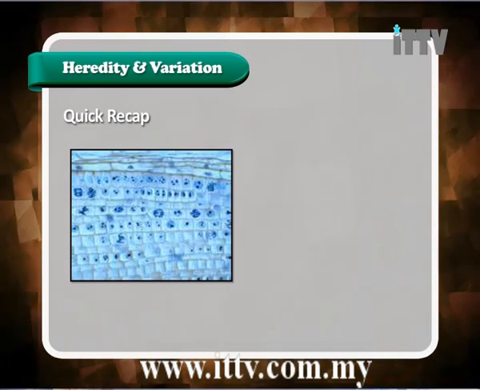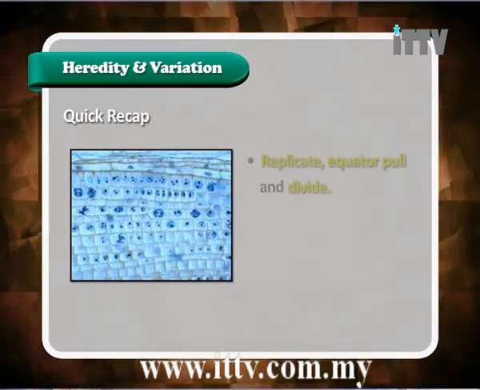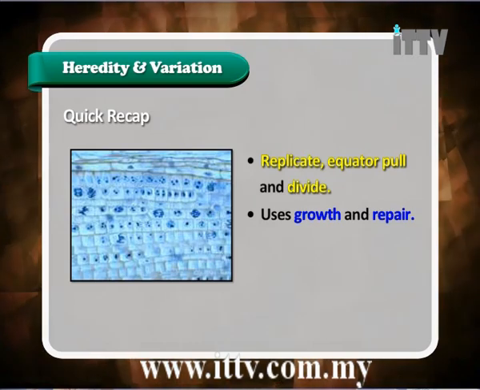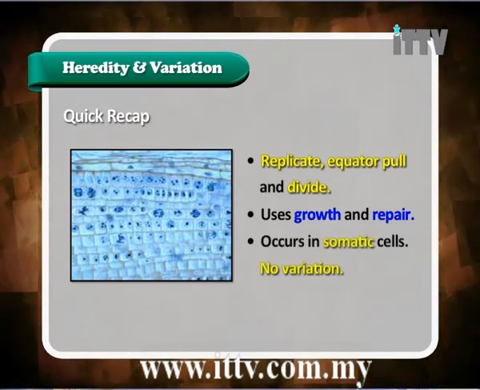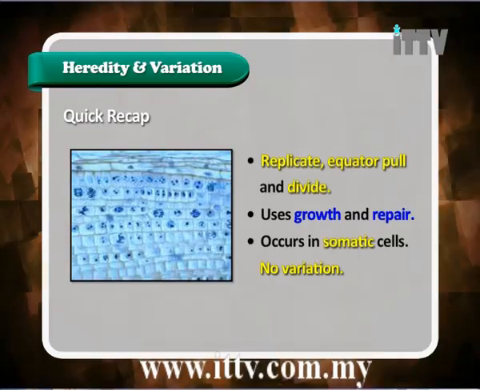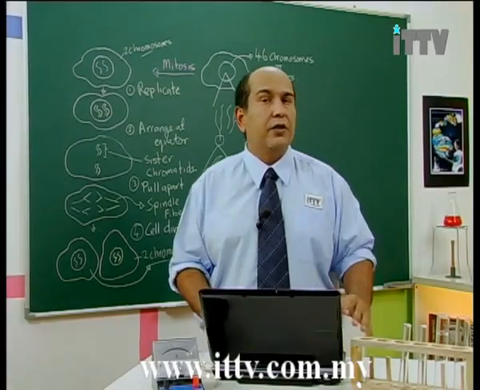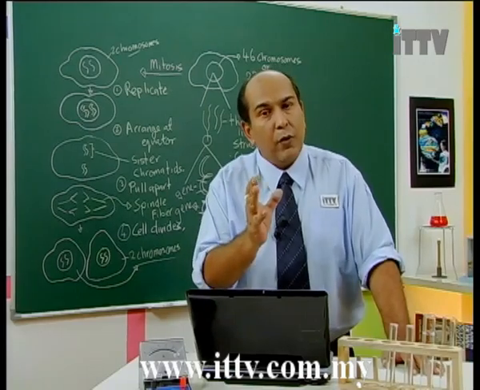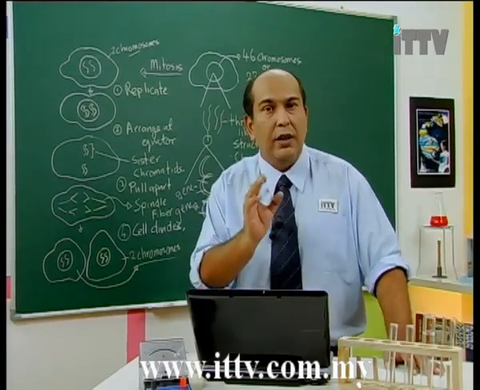Let's go back to the slide. Finally, remember, replicate, equator, pull and divide. Growth and repair is the main function, occurs in somatic cells, no variation. These are the key things that you need to remember for mitosis. Let's try one or two questions to check our knowledge.